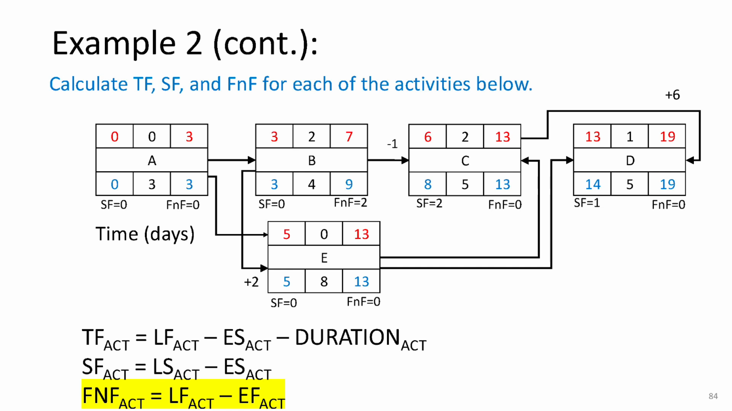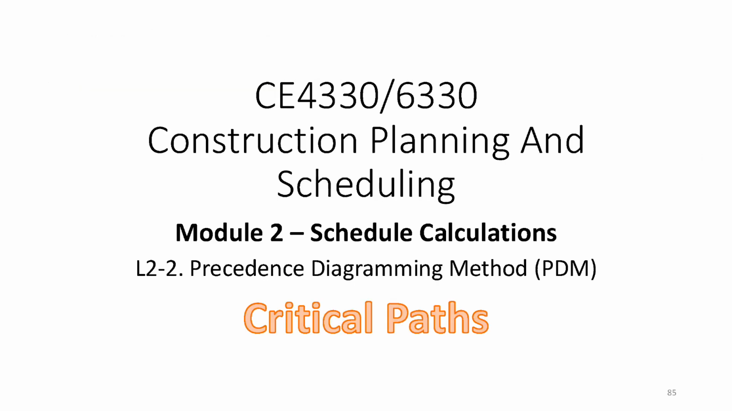Applying the same method, we find that both have a finish float of 0. And that wraps up the first part on float calculations. If you have any questions or need further clarification, feel free to reach out to us. Now let's move on to the second part, which is focused on critical path.